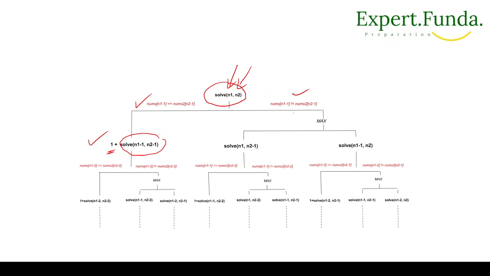If both elements are not equal, what we have to do is find the max between n1 and n2 minus 1, and n1 minus 1 and n2. These are the two subproblems, right? And whichever one is max, that number of lines is what comes from here if it is not equal.